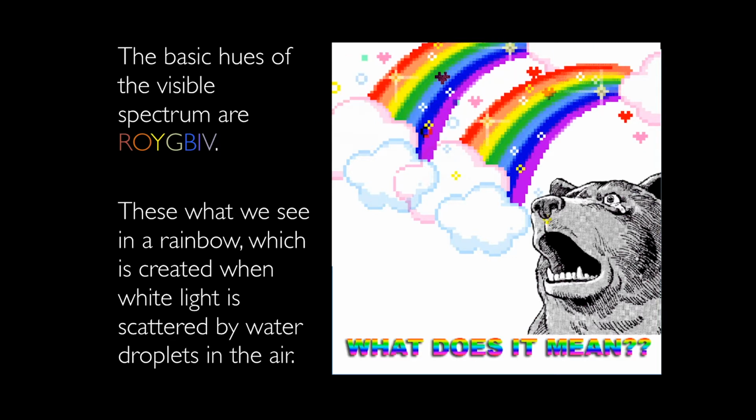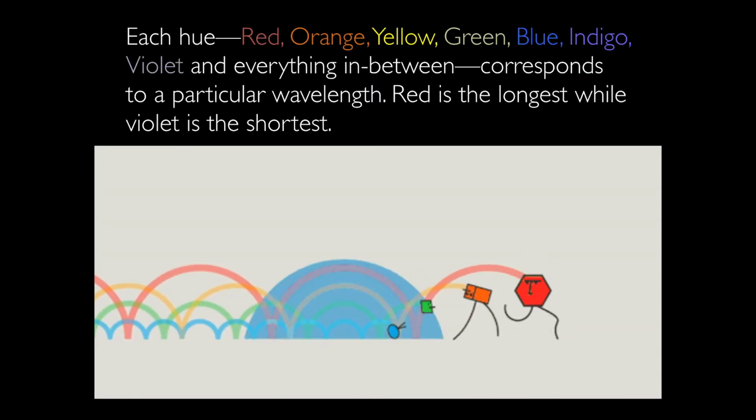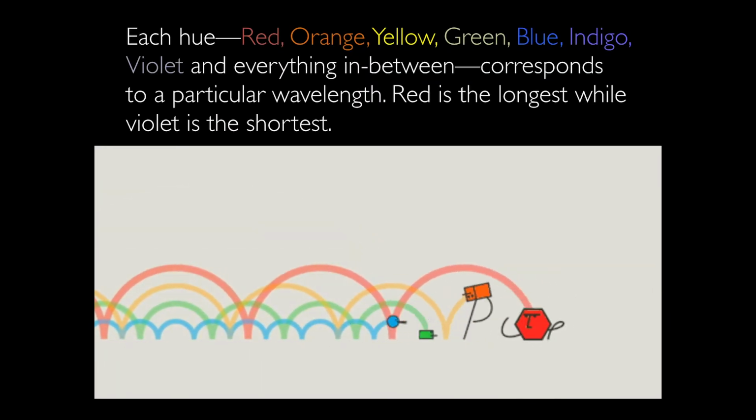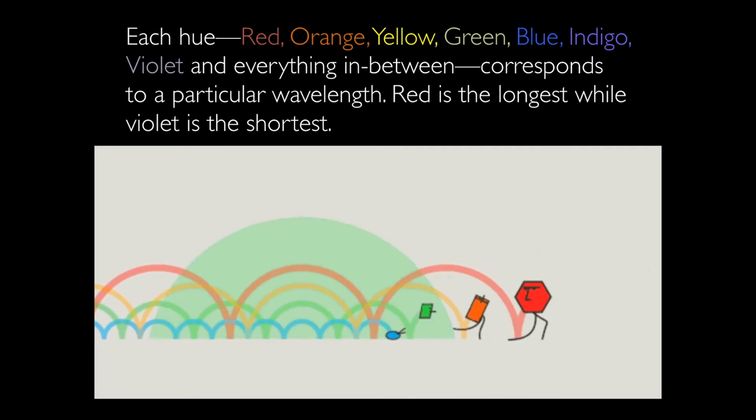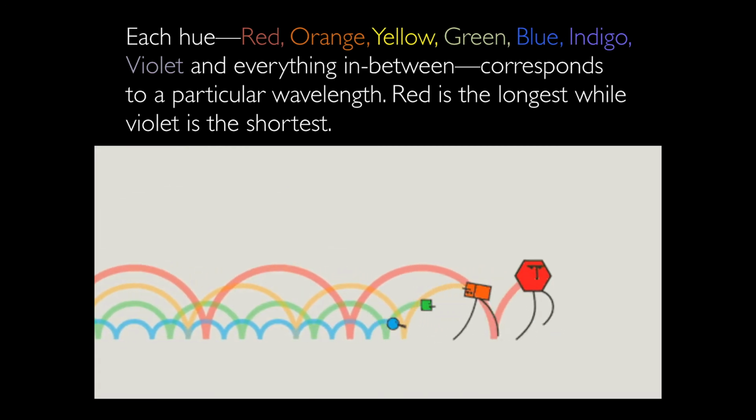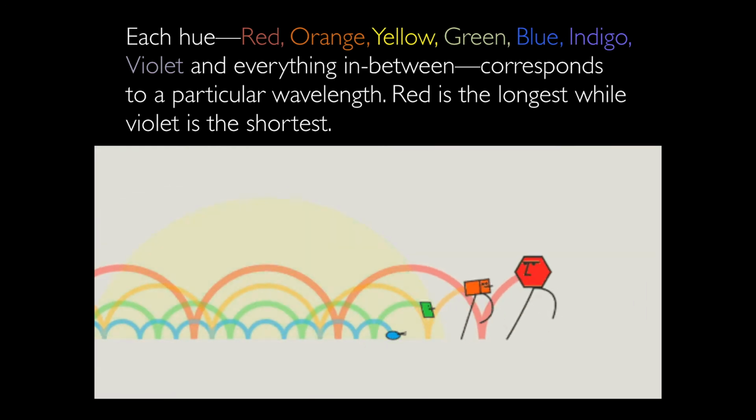These are the colors of the rainbow, which incidentally, not that you need to know this for this art class, but a rainbow is created when you have white light that gets scattered apart into the spectrum by water droplets in the air. Every hue on the spectrum, red, orange, yellow, green, blue, indigo, and violet, and everything in between, corresponds to a specific wavelength. Red is the longest wavelength, while violet is the shortest wavelength.